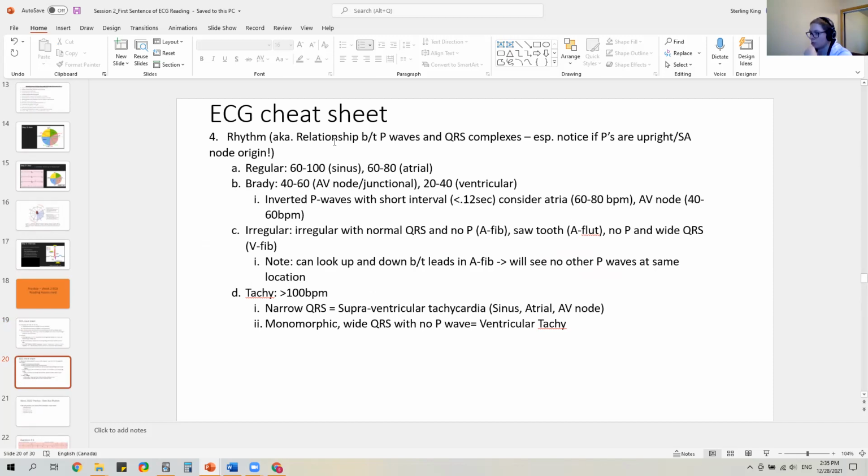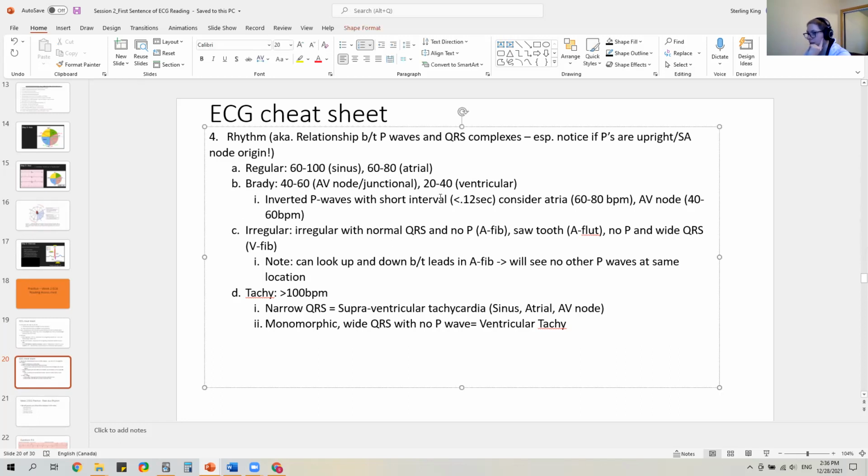So rhythm. You're looking at the relationship between the P waves and the QRS complexes. You want to especially notice if the P waves are upright, because that's telling you where it's coming from, such as the SA node origin. So if it's regular 60 to 100, sinus. If it's 60 to 80 and you still have P waves, but they're a little bit different somehow, that's probably atrial. Bradycardia could be 40 to 60 if it's a junctional rhythm from the AV node, or 20 to 40 if it's got really wide QRSs, and 20 to 40, it's ventricular.